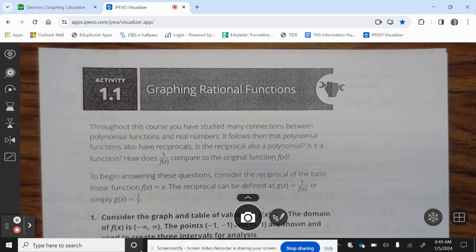Activity 1.1, Graphing Rational Functions. Throughout this course, you have studied many connections between polynomial functions and real numbers. It follows then that polynomial functions also have reciprocals. Is the reciprocal also a polynomial? Is it a function? How does 1 divided by f of x compare to the original function f of x?